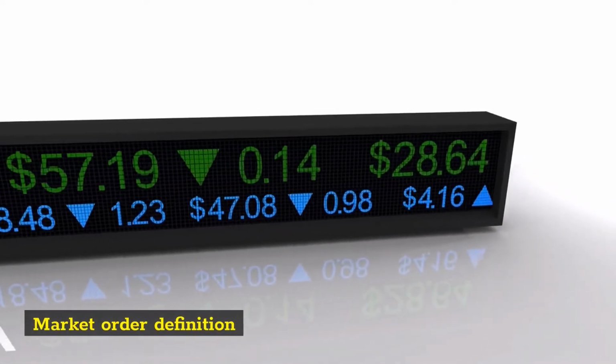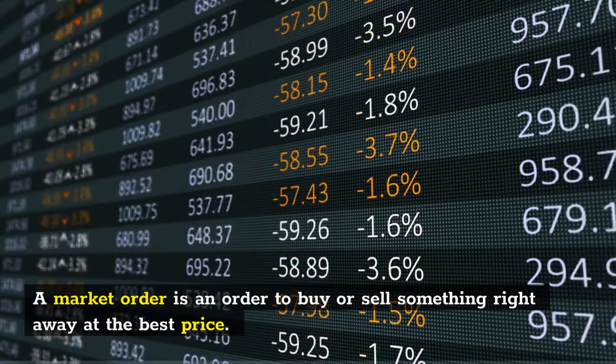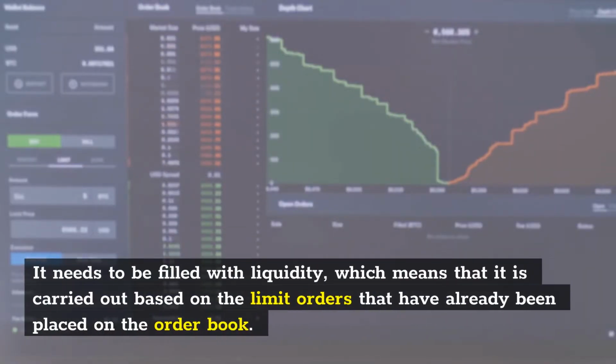Market order definition. A market order is an order to buy or sell something right away at the best price. It needs to be filled with liquidity, which means that it is carried out based on the limit orders that have already been placed on the order book.